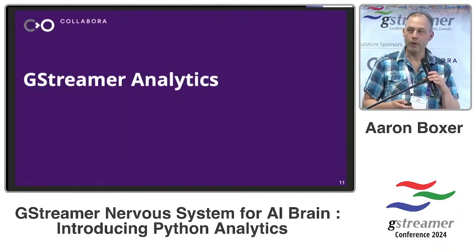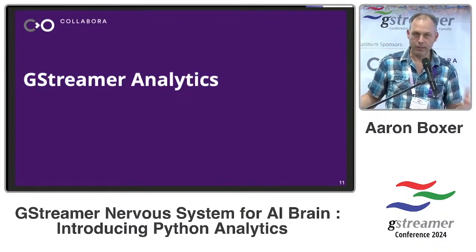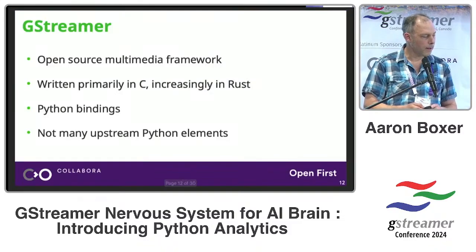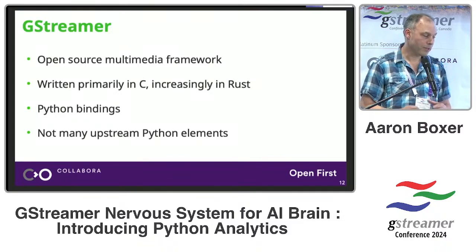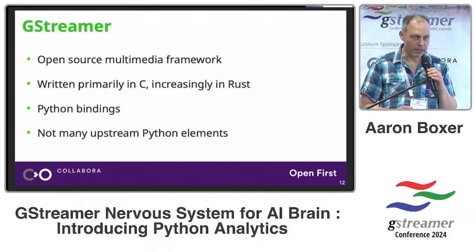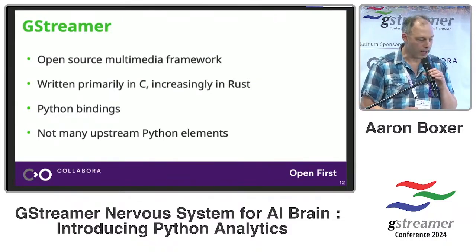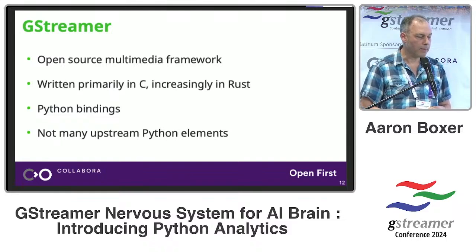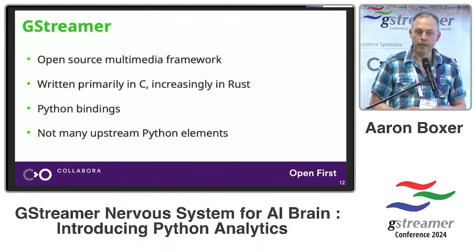And now we're going to talk about how this integrates into the GStreamer world, what we call GStreamer analytics. An overview of GStreamer, of course, multimedia framework, but it is written primarily in C and increasingly in Rust. We do have excellent bindings for Python, and there aren't a lot of upstream Python elements at the moment, and I'm going to talk a bit about possibly why that is.